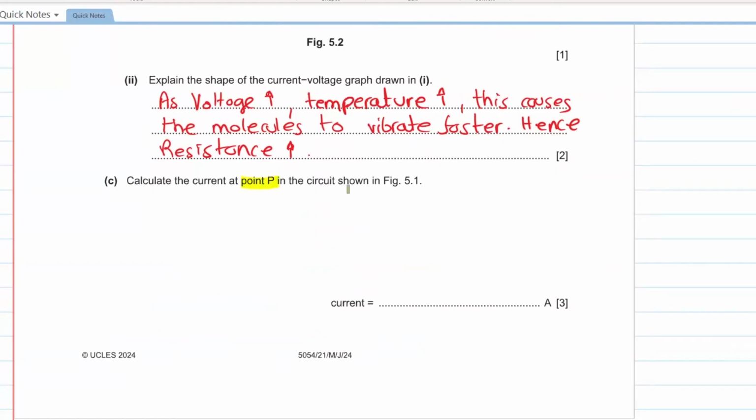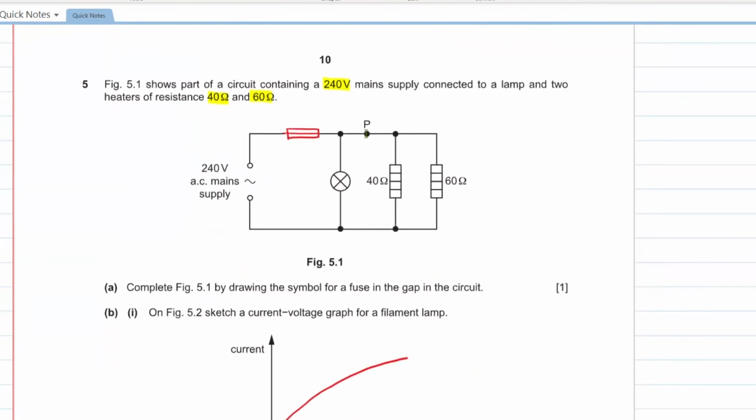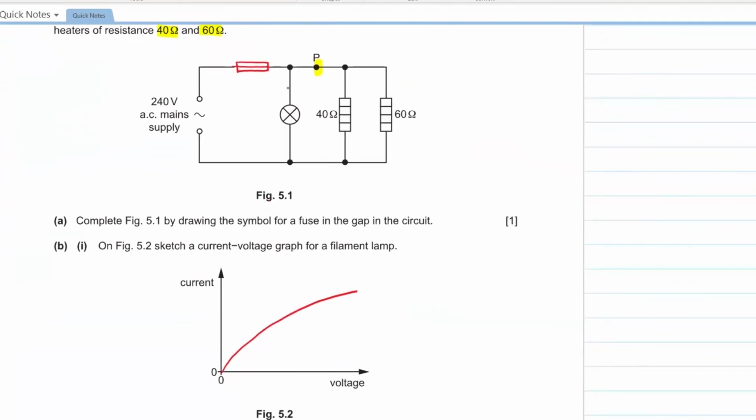कैलकुलेट द करंट एट पॉइंट पी इन द सर्किट शोन इन फिगर 5.1. अच्छा पॉइंट पी है क्या? This is point P. So we have to calculate the current at this point. Wow, interesting. How can we calculate the current at this point? Any ideas? Very, very easy. If you realize that you can make this circuit like this.